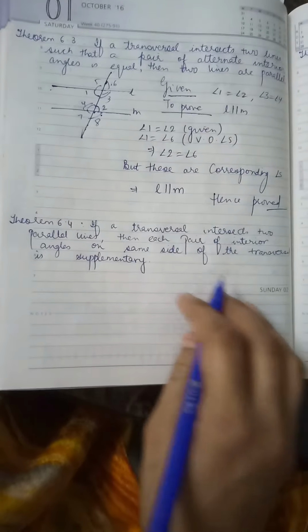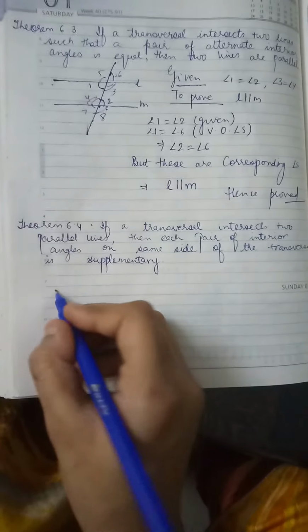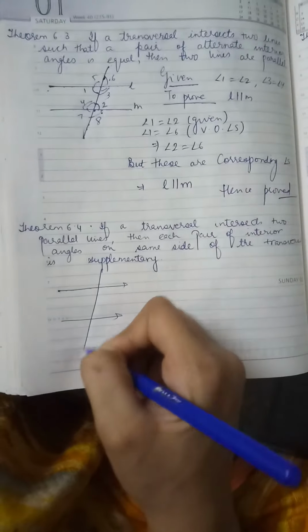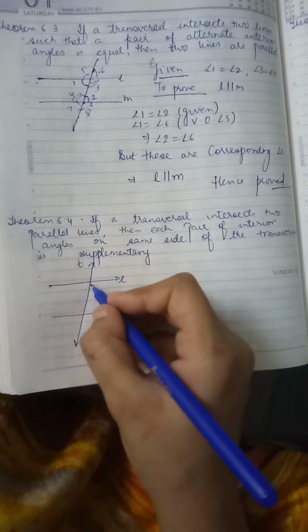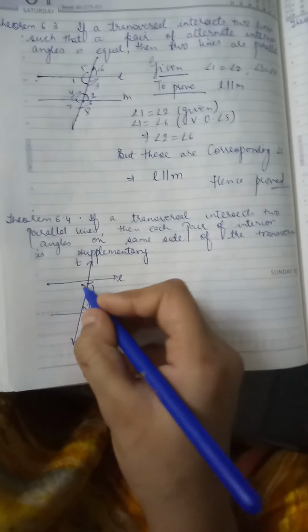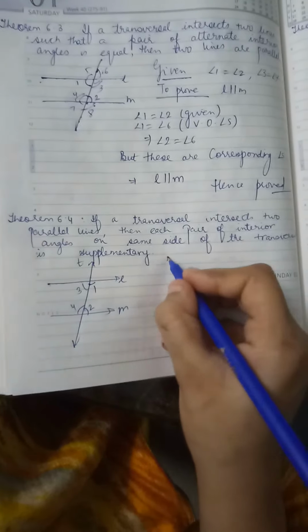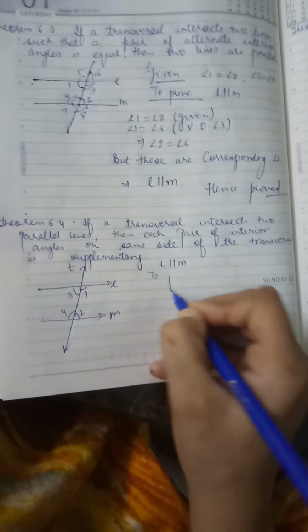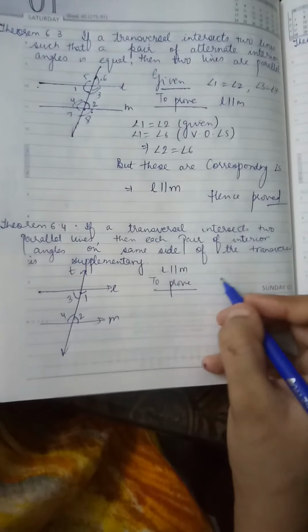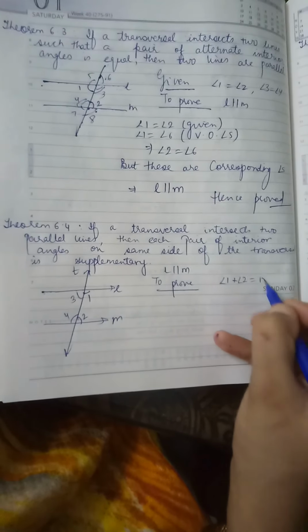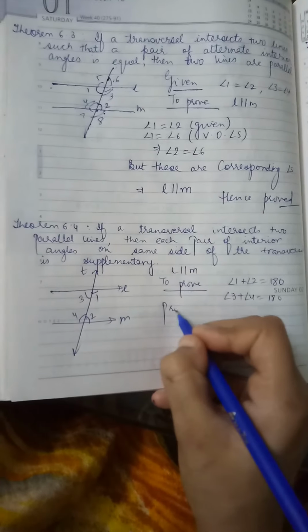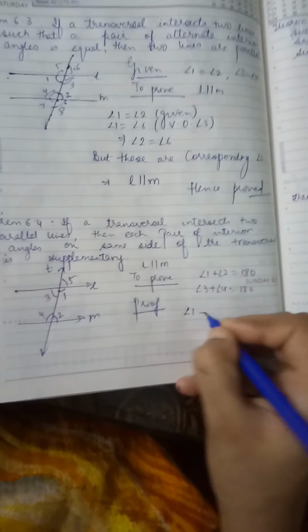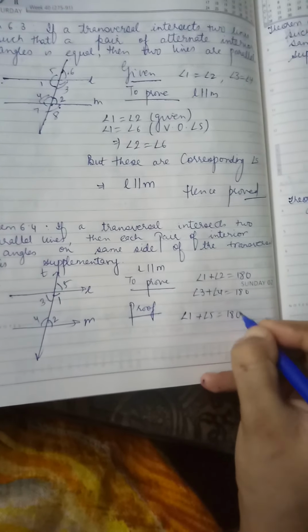Next theorem: if a transversal intersects two parallel lines, then each pair of interior angles on the same side of the transversal is supplementary. We are given L is parallel to M and we have to prove 1 plus 2 is 180 degrees and 3 plus 4 is also 180 degrees. So, proof. This is 5. Angle 1 plus angle 5 is equal to 180 degrees, linear pair.